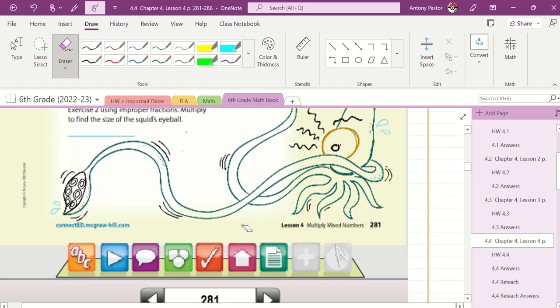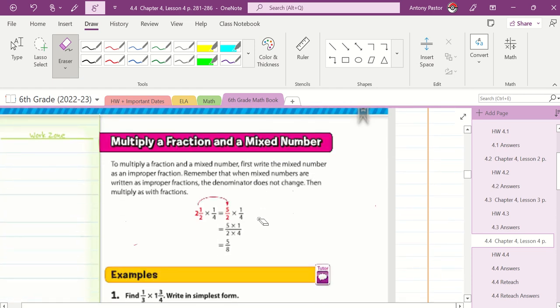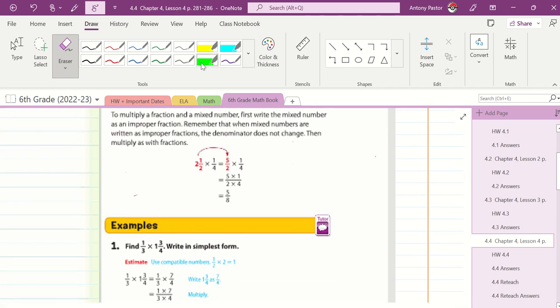Moving on. So in this example, we have 2 1/2 times 1/4. It clearly states here that we change the 2 1/2 to become 5 over 2. 2 times 2, which will be 4, plus the 1 will be 5, and we put it over 2, which is how we got there. When we multiply straight across, 5 times 1 would be 5, 2 times 4 would be 8, and hence how we end up with 5/8.